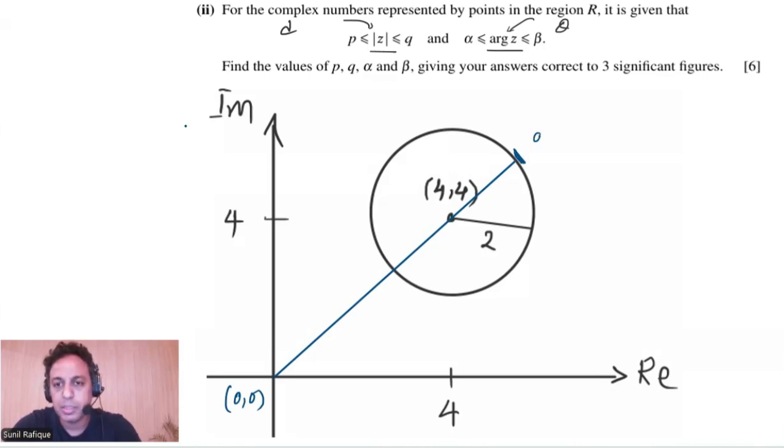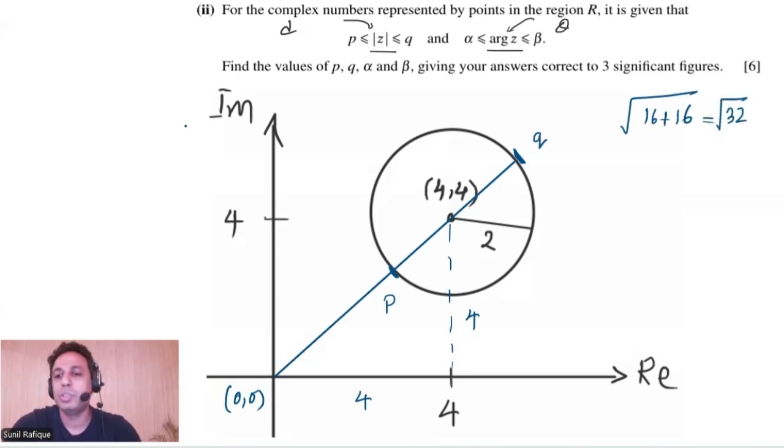So that will be the Q, and this is going to be the min distance from this locus. So that's going to be the P. So how do we get it? Let's complete this triangle. So this is a 4 and that's a 4. So let's apply Pythagoras' theorem. So 16 plus 16, root, that's going to be root 32. So the distance from the center to the origin is root 32. So P is just the square root of 32 minus 2, and Q is going to be the square root of 32 plus 2, since you know that the radius is 2.